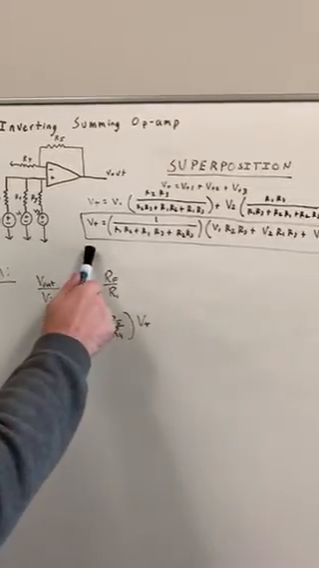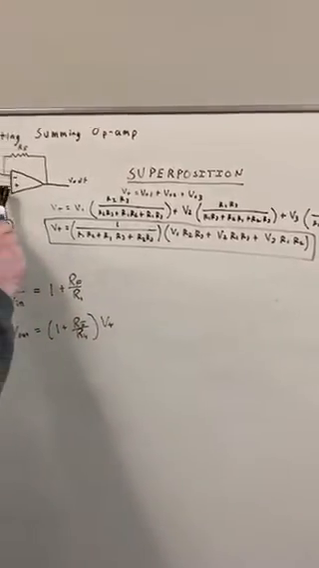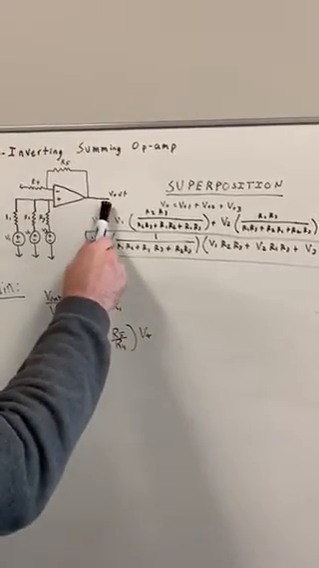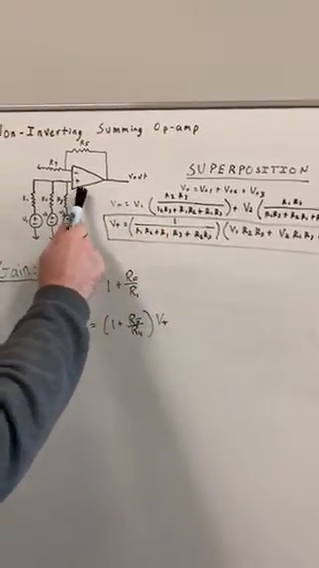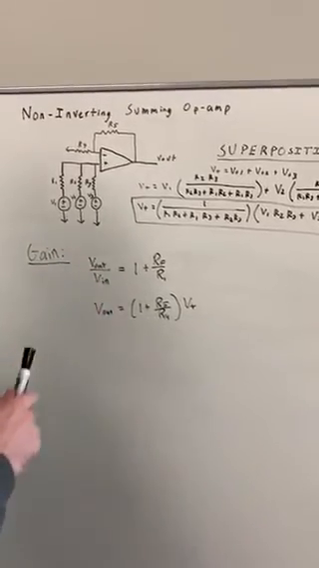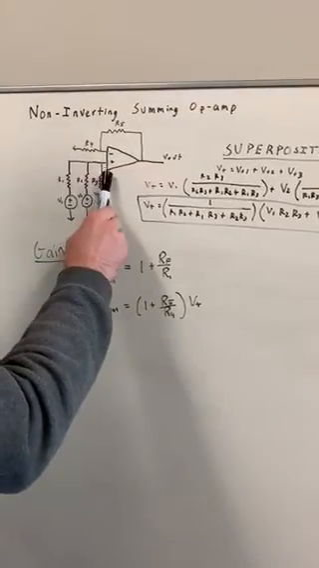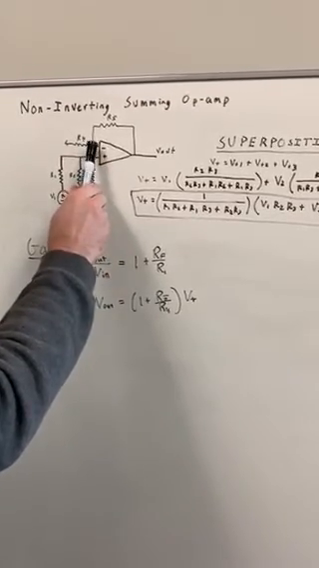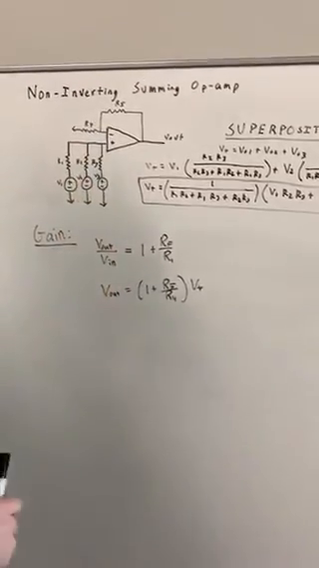Using the answer that we found for V positive going into the positive terminal, we are going to find the V out, or the output voltage coming out of this op-amp. As we remember from our ideal op-amp rules, the voltage going into the non-inverting terminal is the same as the voltage that comes to the inverting terminal.